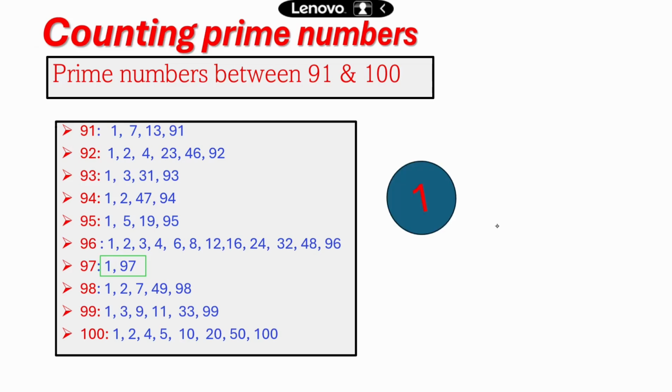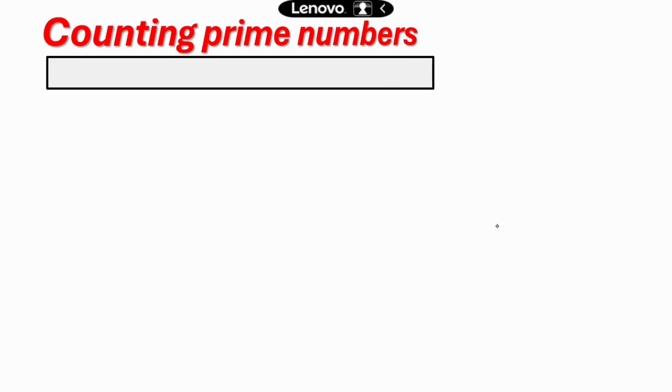So this we listed by the factors. You have to memorize the number of prime numbers and what the prime numbers are, up to 100. So here is a summary for that.